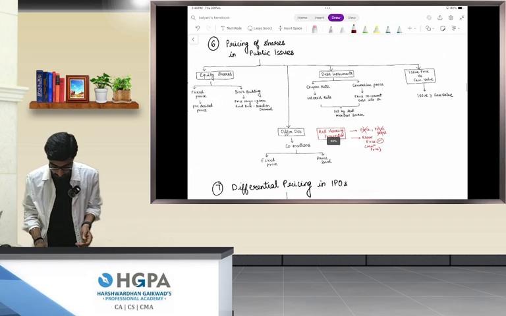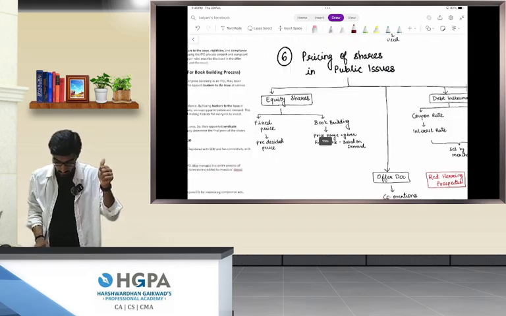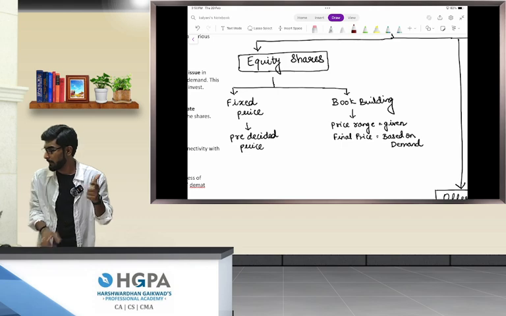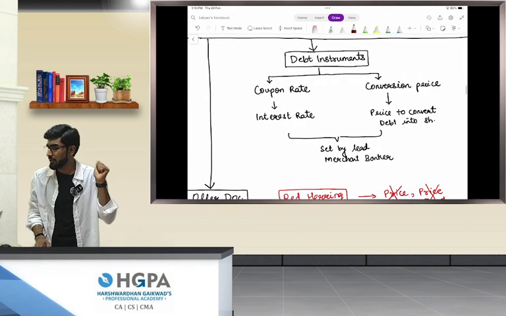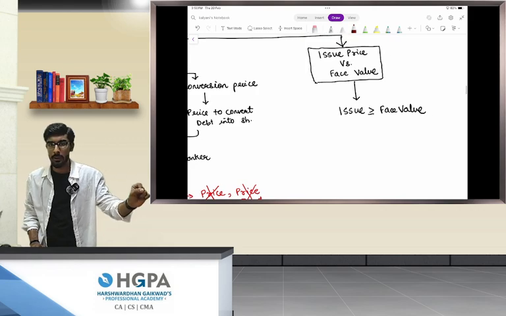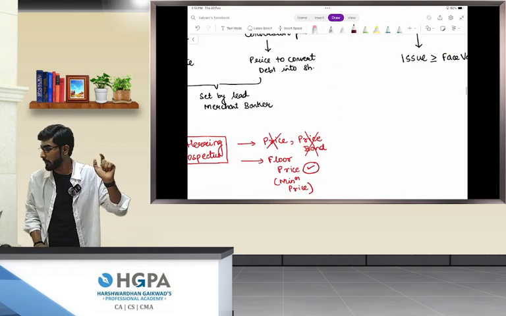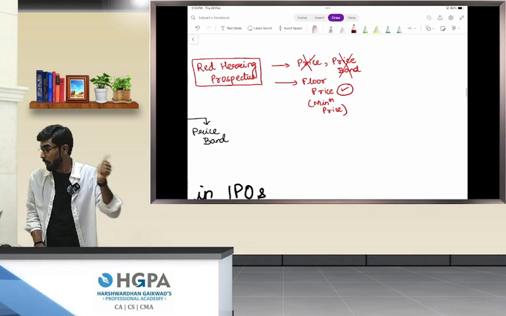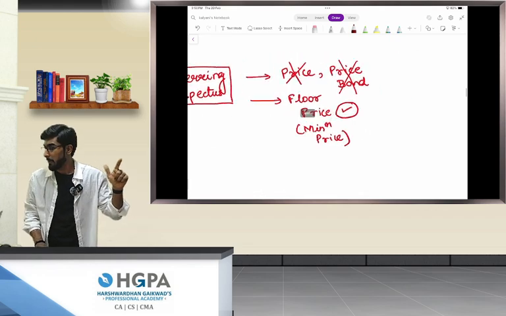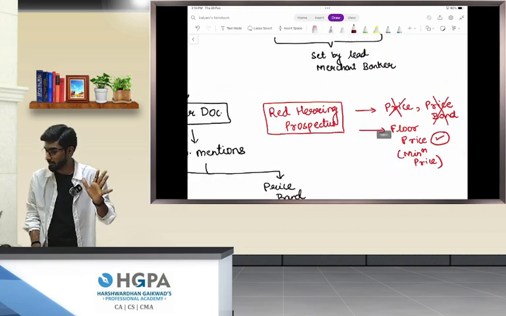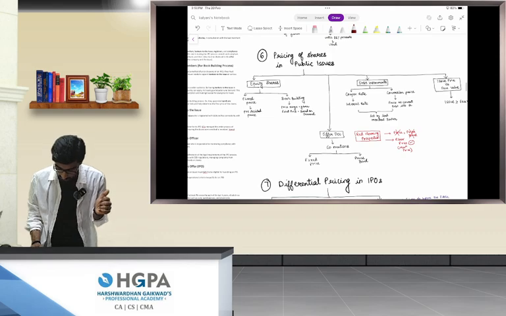Clear? So pricing for equity shares can be either a fixed price or through the book building method. Next is debt instruments. It includes coupon rate, conversion price, and issue price should always be more than face value. Perfect. In the offer document it also mentions fixed price or price band. If there is no price band, that means it's a red herring prospectus where only the floor price, the minimum price, is mentioned. Cool, easy to go.